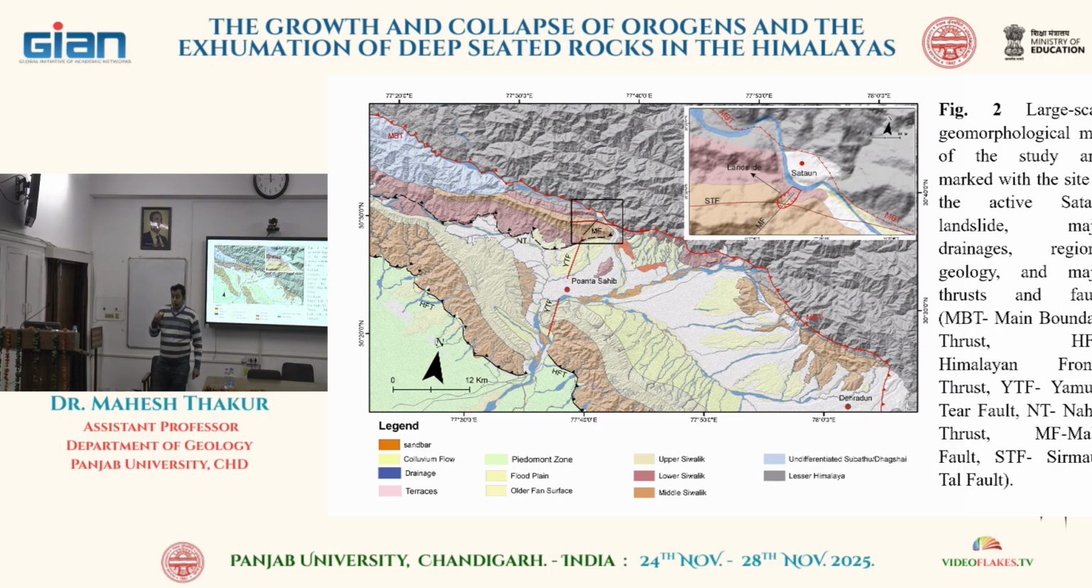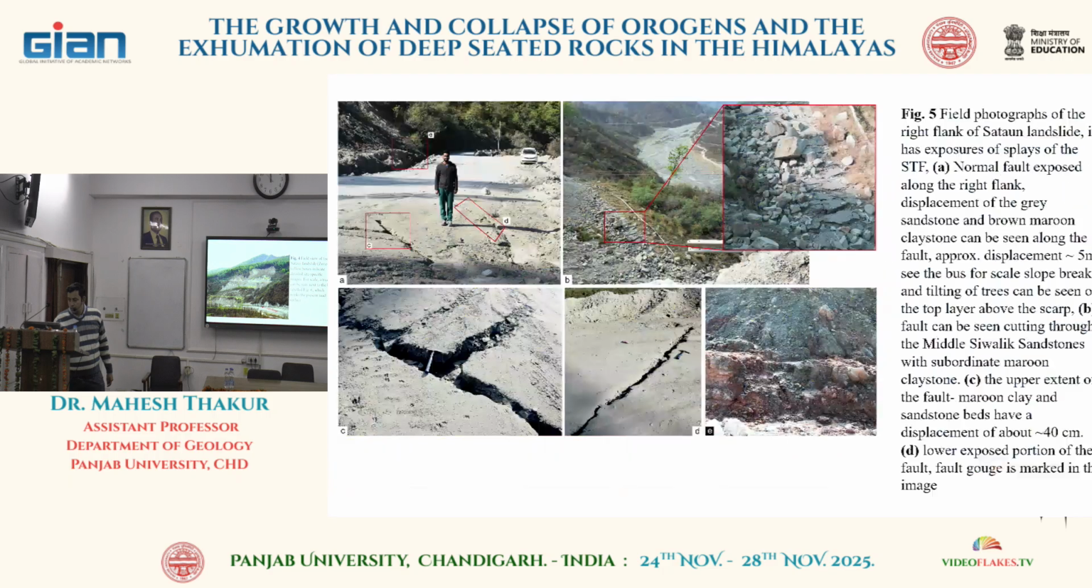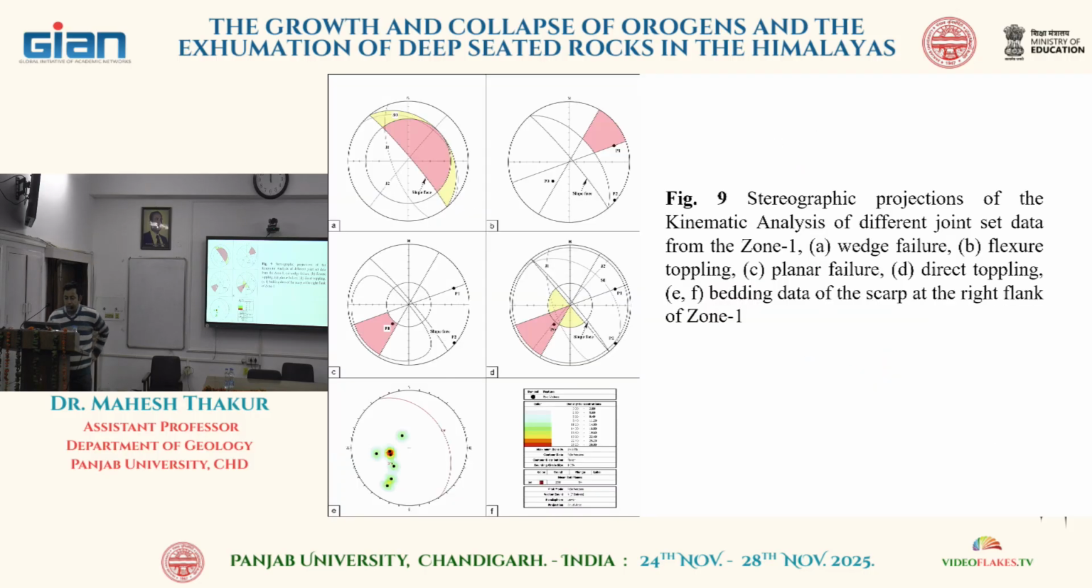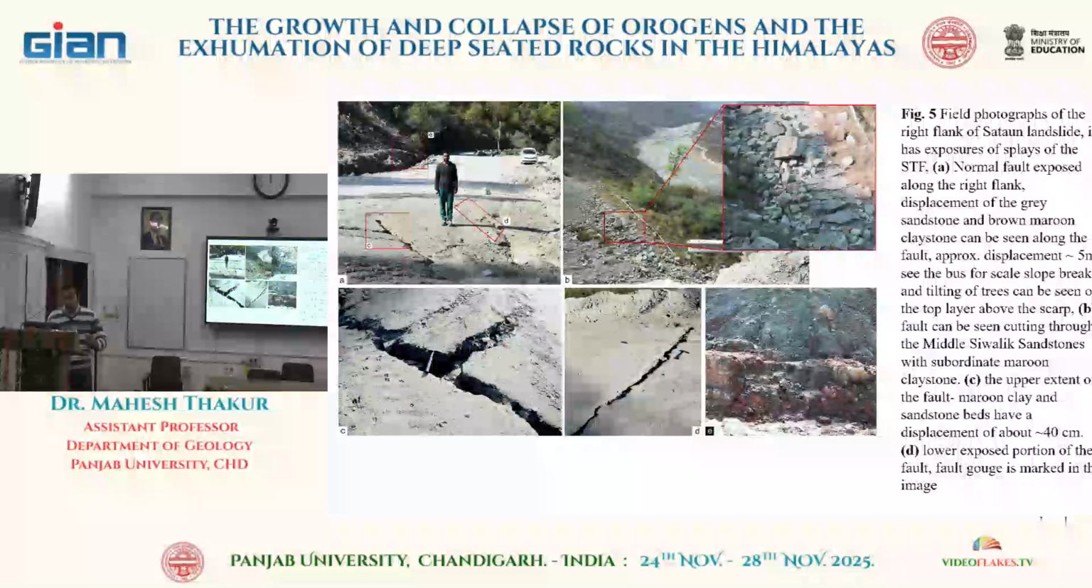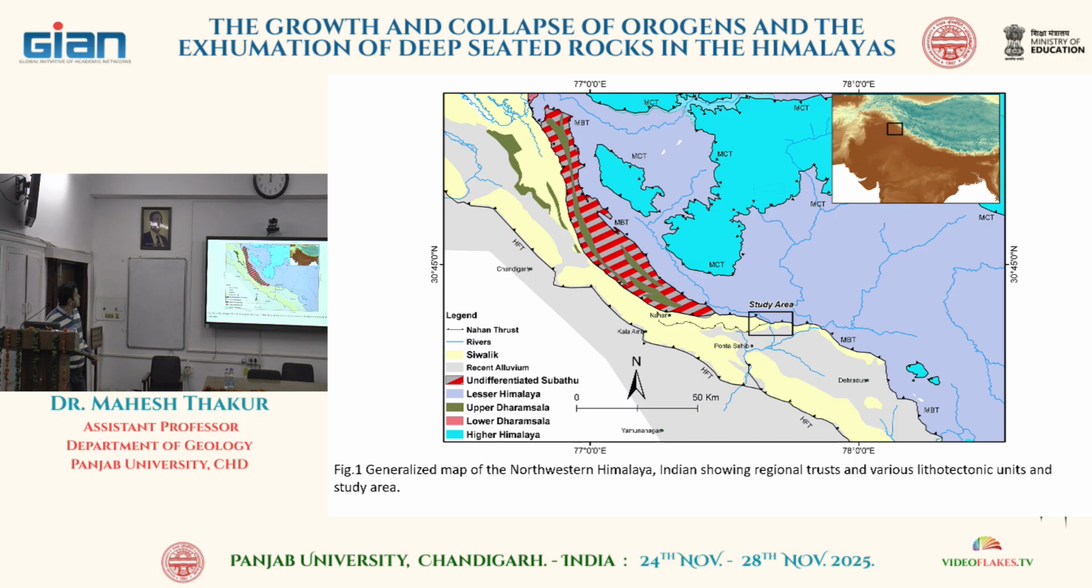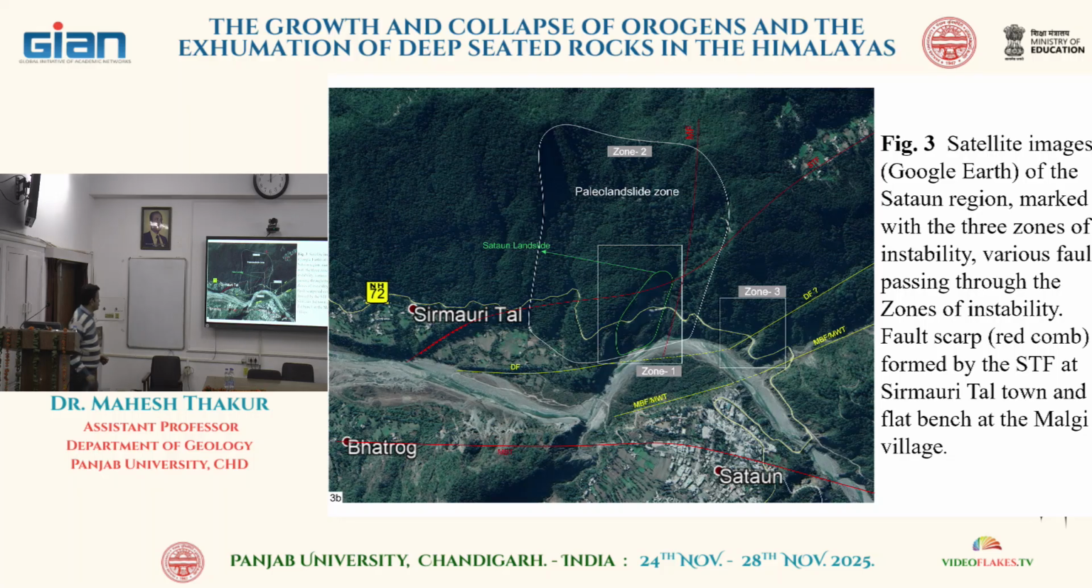That is one point. The second point I want to make is this. So now this is the Saton area. So there is one fault, MBT, MBF, DF, and there is a Sirmori Tal fault. Again, it is crossing. There is this Yamuna Tier fault.